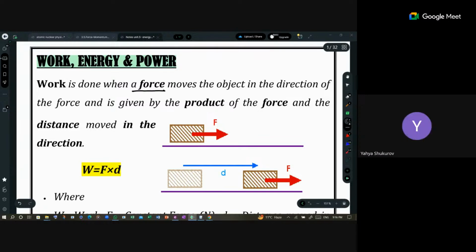So, when we apply a force on a body, what happens? That force displaces that body from point A to point B. Let's say this is your point A, this is your point B. When that body has been displaced from position A to position B, the product of how much force we are applying and how much displacement we provide to that body, when we multiply both of them, we get work.